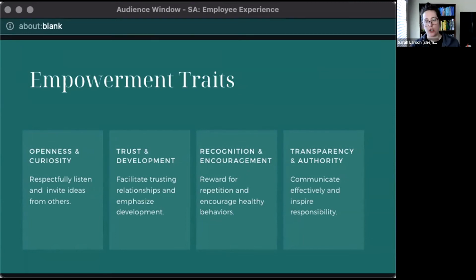And then lastly, transparency and authority. So communication: when a team member has the authority to make a decision, they feel more empowered. If they make a decision that gets reversed by their manager, that empowerment quickly dissipates. Leaders need to make sure that employees are skilled and knowledgeable enough to make a good decision before they're given authority. And this may relate to your question, Ned.